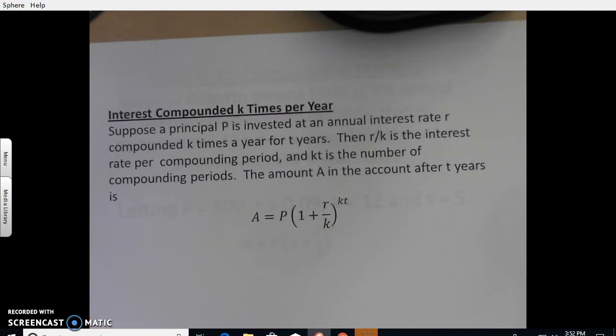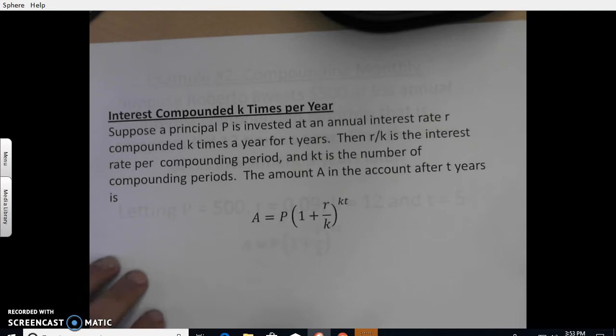Then we have interest compounded K times per year. So suppose a principal P is invested at an annual interest rate R compounded K times a year for T years. Then R over K is the interest rate per compounding period, and KT is the number of compounding periods. The amount A is the amount in the account after T years. So we're going to use this formula now. A is equal to P times 1 plus R over K to the KT power.